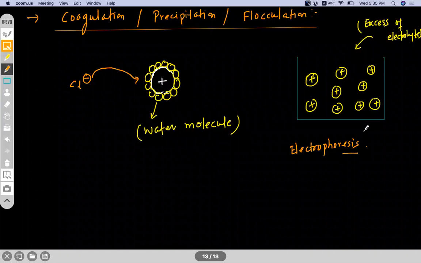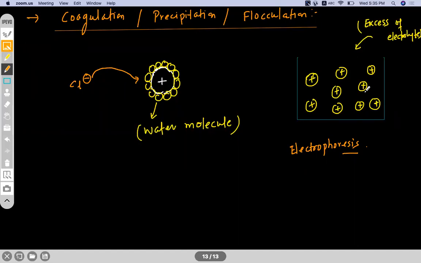The basic concept is similar to electrolysis. Whatever ions we have, if positively charged, move towards the negative electrode and get discharged over there. Our objective is to neutralize the charge so that we can achieve coagulation, right? So electrophoresis is similar to that.